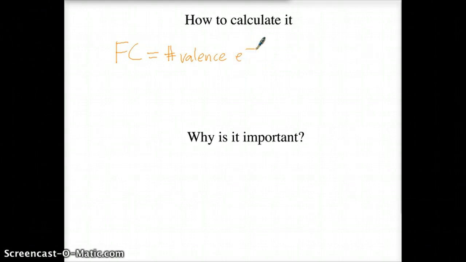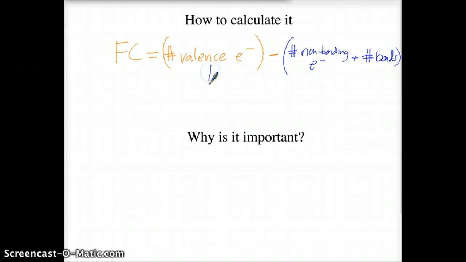The number of valence electrons the atom should have based on its location in the periodic table, minus the number of non-bonding electrons, plus the number of bonds that atom has in the Lewis structure. Again, this is the number of valence electrons it should have from the periodic table, and this is from the structure.